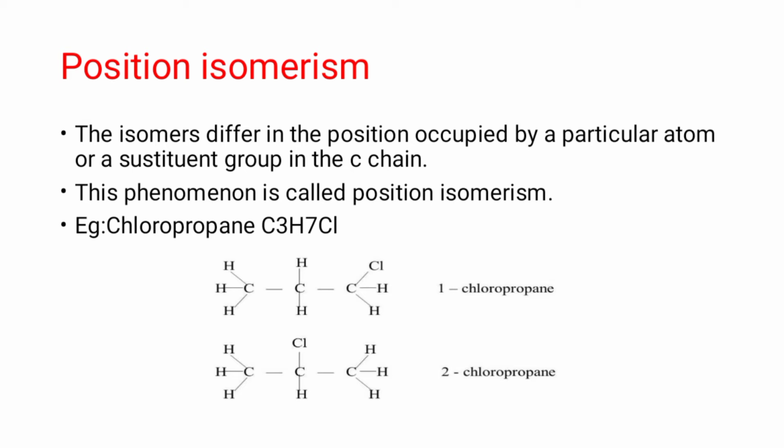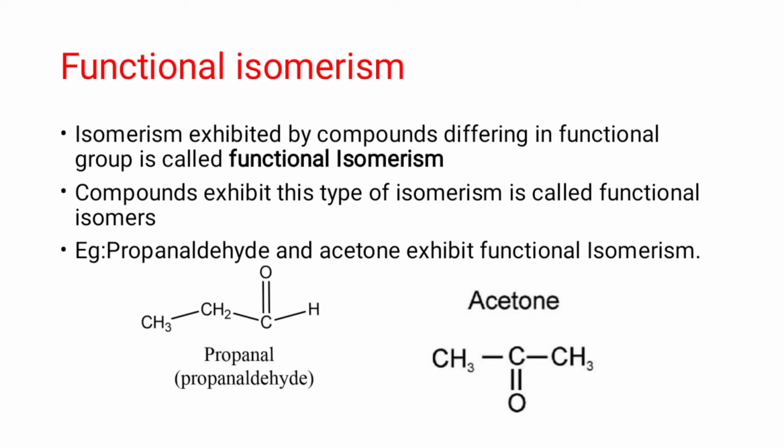Second one is position isomerism. The isomers differ in the position occupied by a particular atom or a substituent group in the carbon chain. This phenomenon is called position isomerism. Example, chloropropane, C3H7Cl.